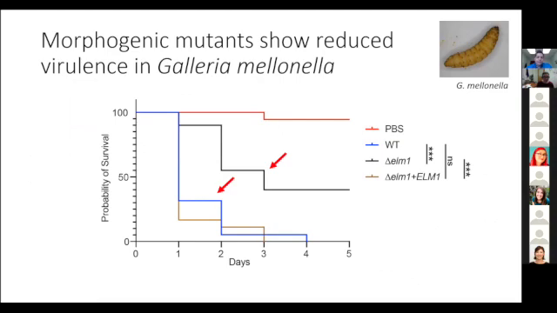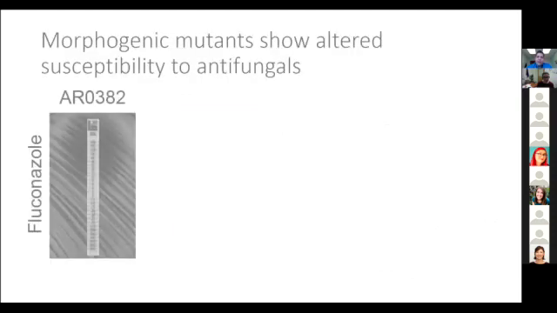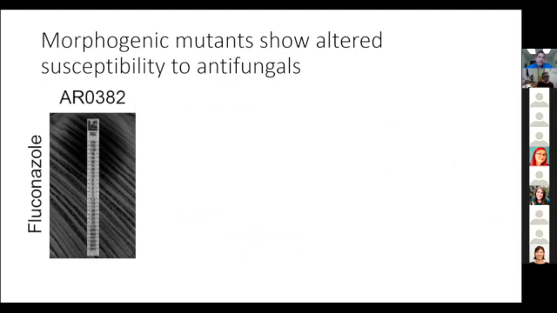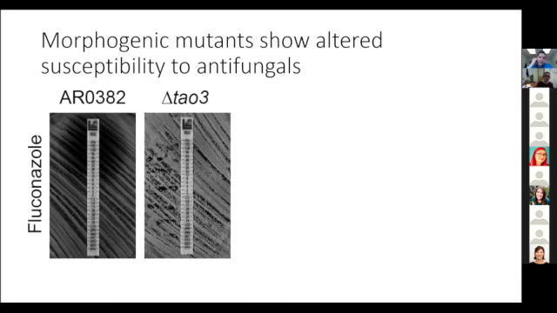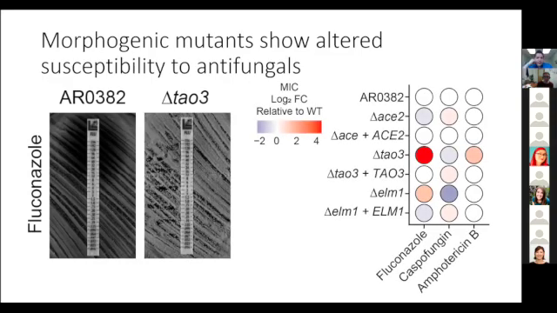We also wanted to ask whether there was any alteration in the susceptibility of these strains to antifungals. What I'm showing you here is the parental strain, AR382. While many Candida auris isolates are considerably resistant to fluconazole, AR382 is, in contrast, a susceptible strain parentally. And what we were surprised to see, and I'll explain why in just a moment, was that the Tau3 mutant almost completely ablated the susceptibility of the parental strain, resistance to fluconazole. And I've summarized this was the strongest effect that we see here.